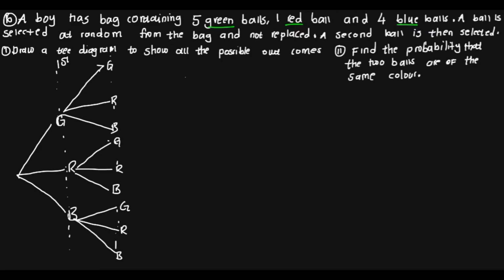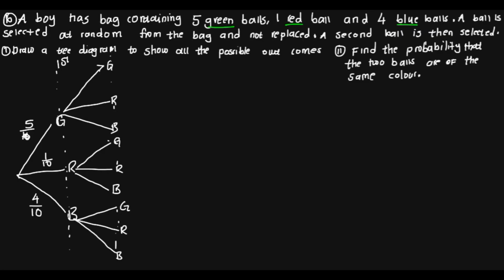Now let's first find the total number of the balls. So it's 5 plus 1 plus 4. So 5 plus 1 is 6, plus 4. We have 10 balls in total. Okay, so now let's look at the first selection. What you need to do is just write the original probabilities, so you don't subtract. For green we have 5, so it's 5 over 10. Then our red is 1 over 10. Then our blue, 4 over 10.